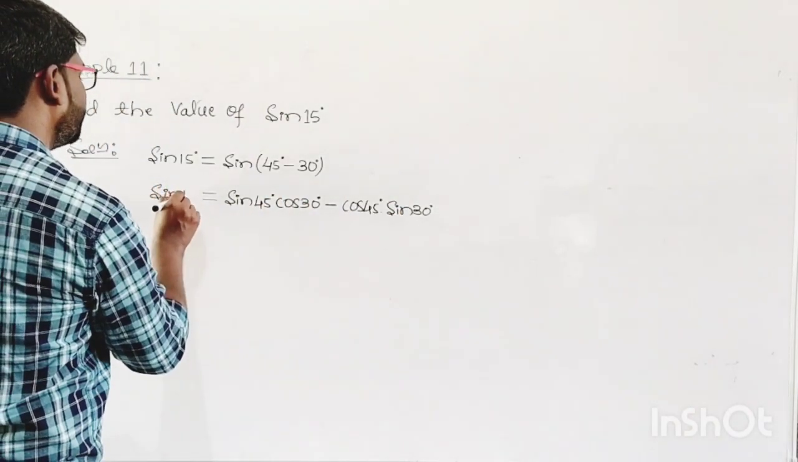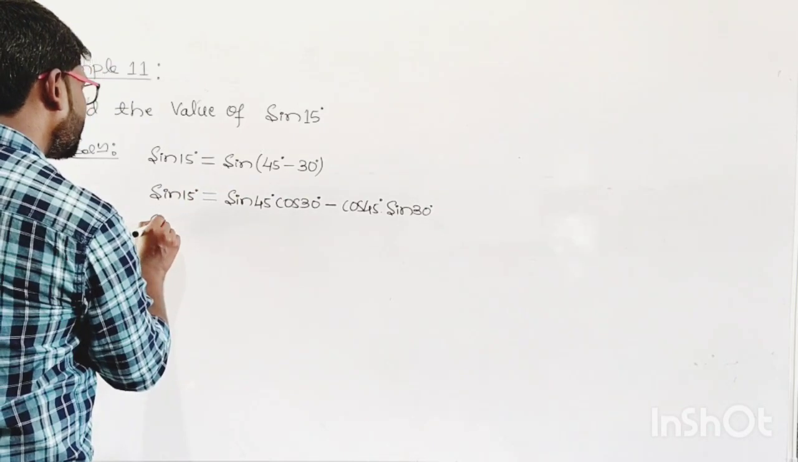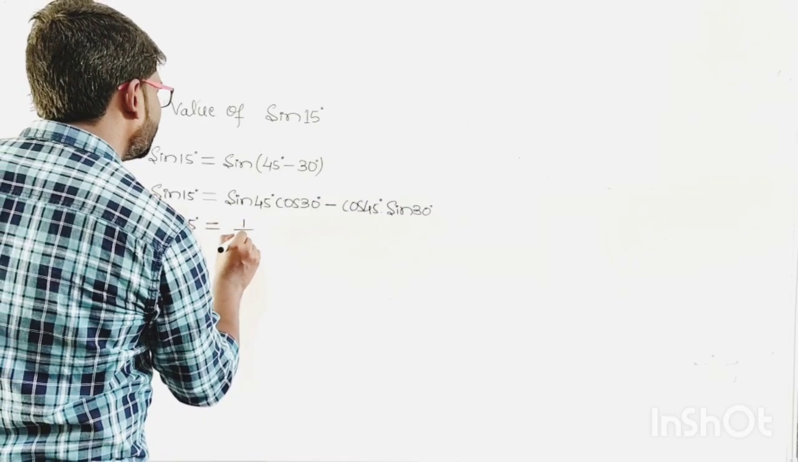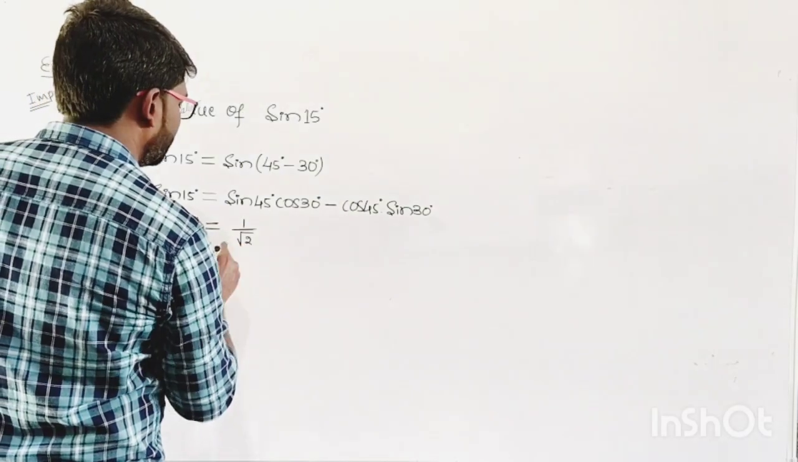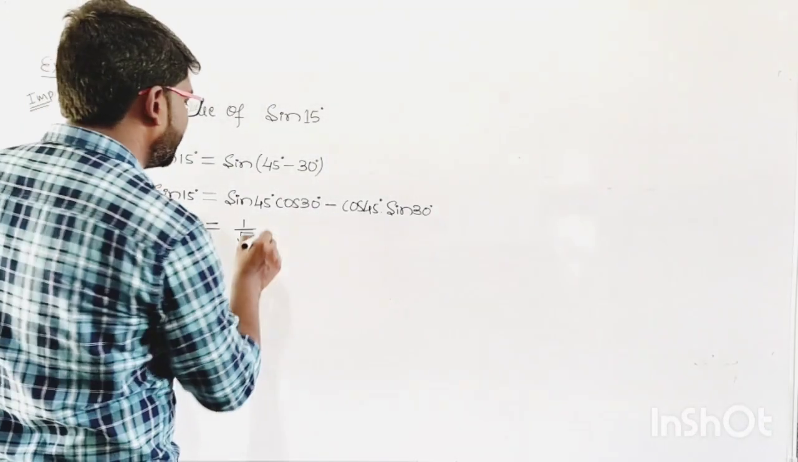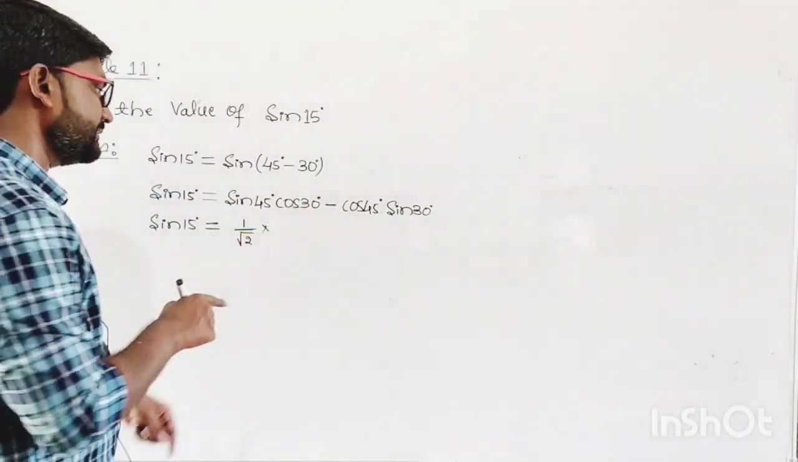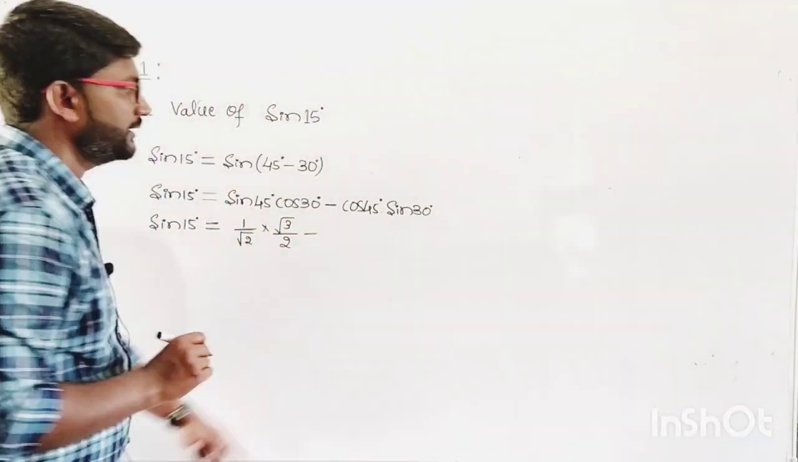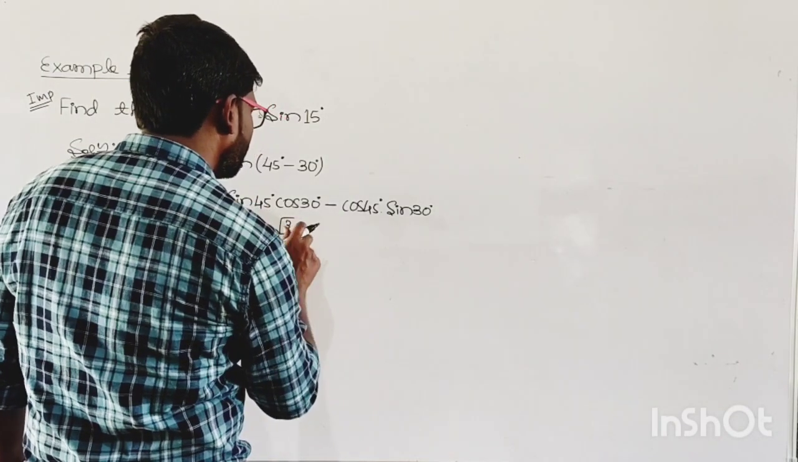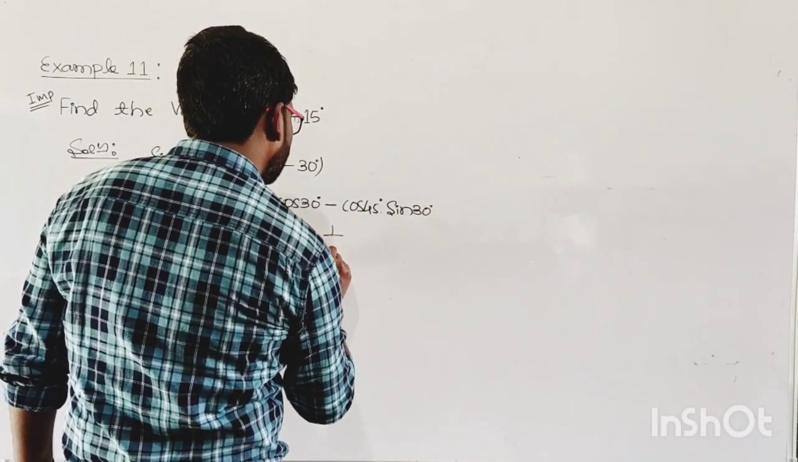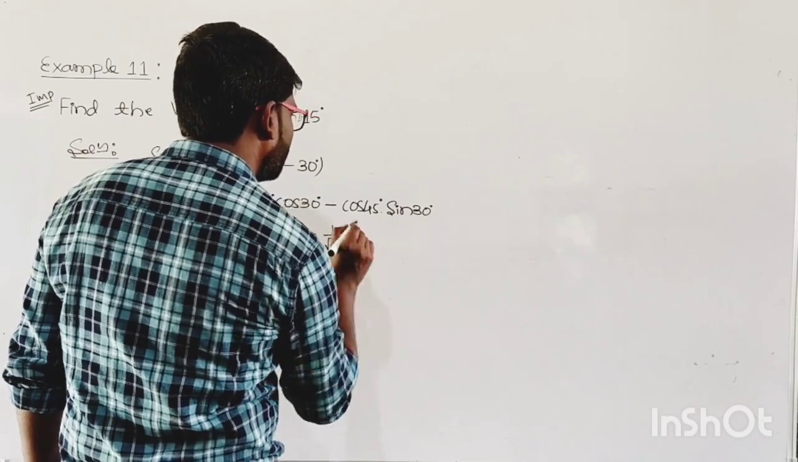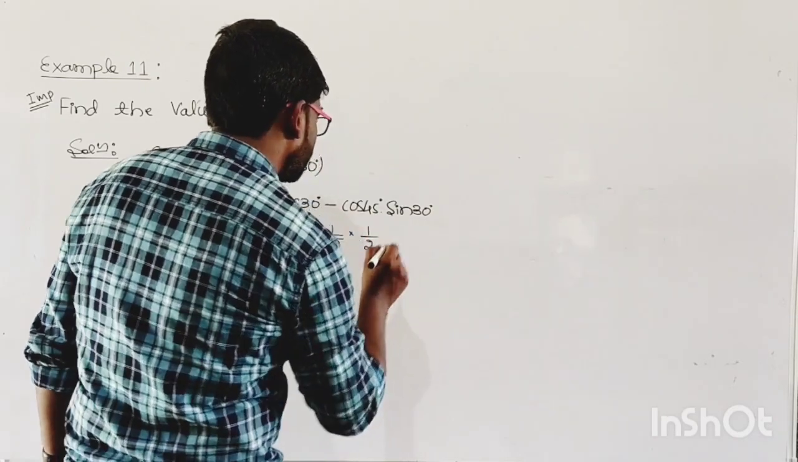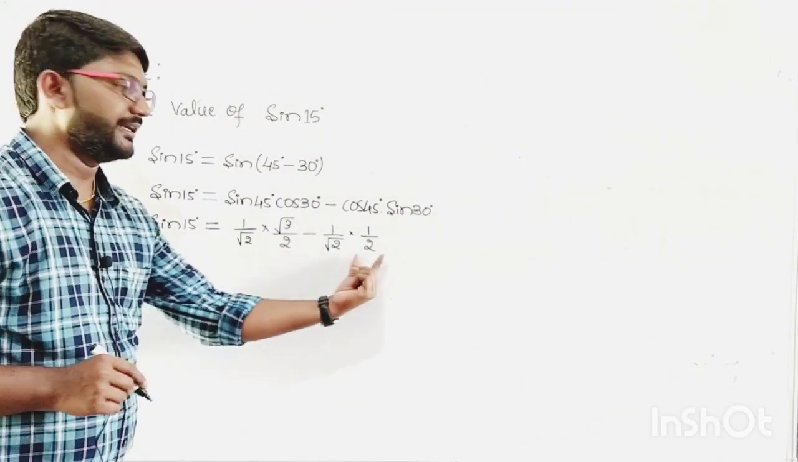So sine 15 degree is equal to sine 45 degree, which is 1 divided by root 2, into cos 30 degree. What is the value of cos 30 degree? It is root 3 by 2. Minus cos 45 degree, which is 1 by root 2, into sin 30 degree, which is 1 by 2. You have the same denominator.